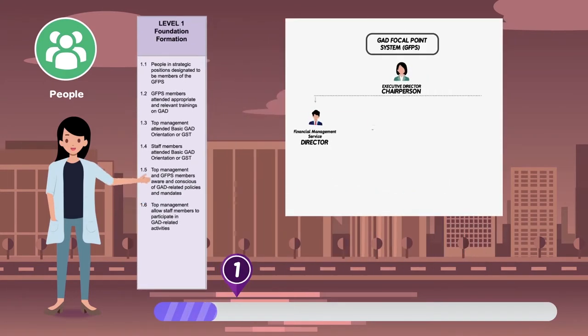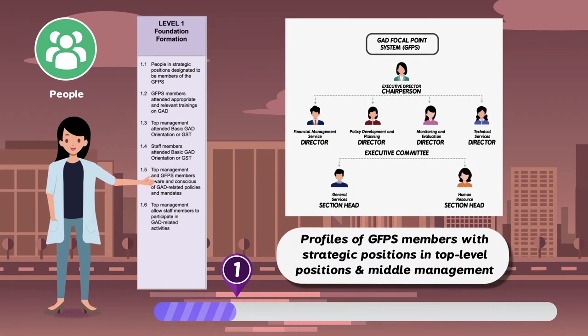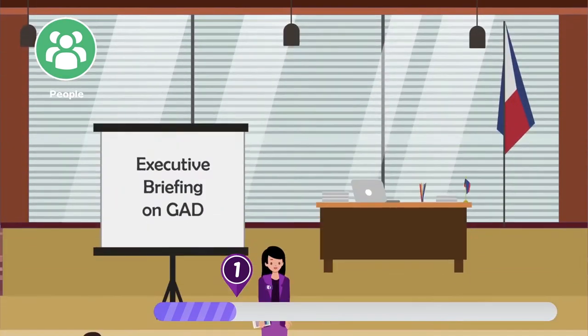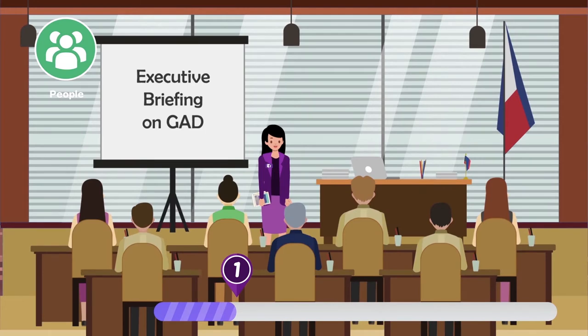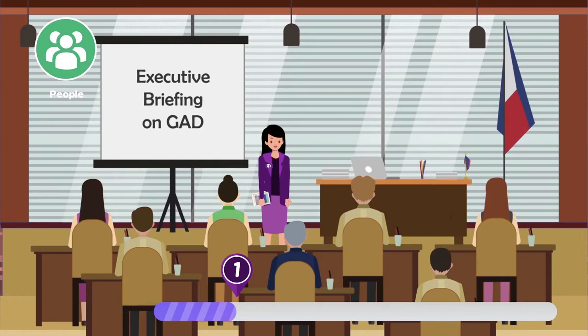The People Descriptor Matrix tracks the organization's progress in ensuring that its people contribute to its gender mainstreaming efforts. At level 1, key people are designated to be part of the GFPS. Appropriate capacity development sessions on GAD are also provided to top management, GFPS, and staff members.